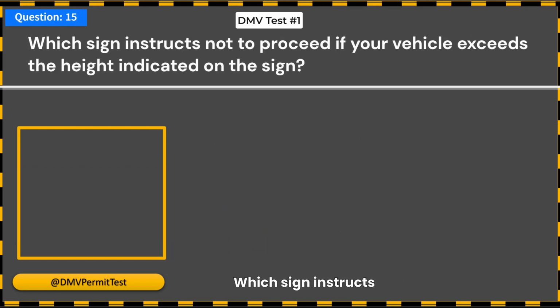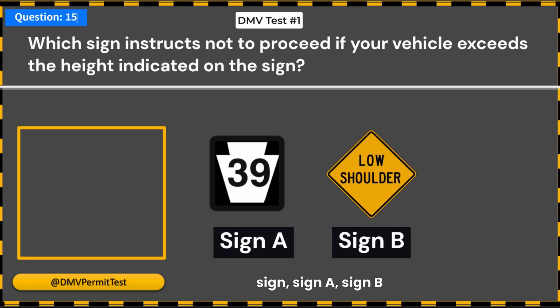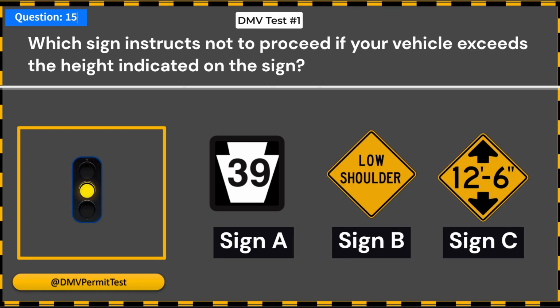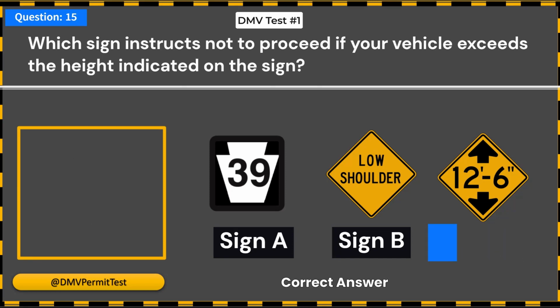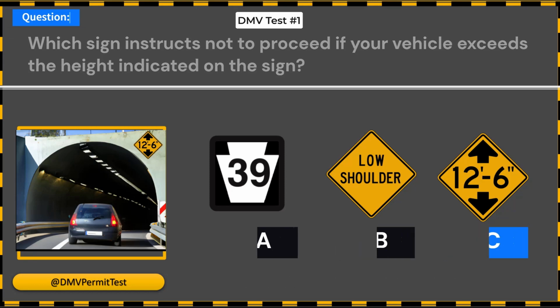Which sign instructs not to proceed if your vehicle exceeds the height indicated on the sign? Sign A. Sign B. And sign C. Correct answer, sign C. This sign may be placed on an underpass, or at the entrance to a tunnel or parking garage. Do not enter if your vehicle is taller than the height listed on the sign.